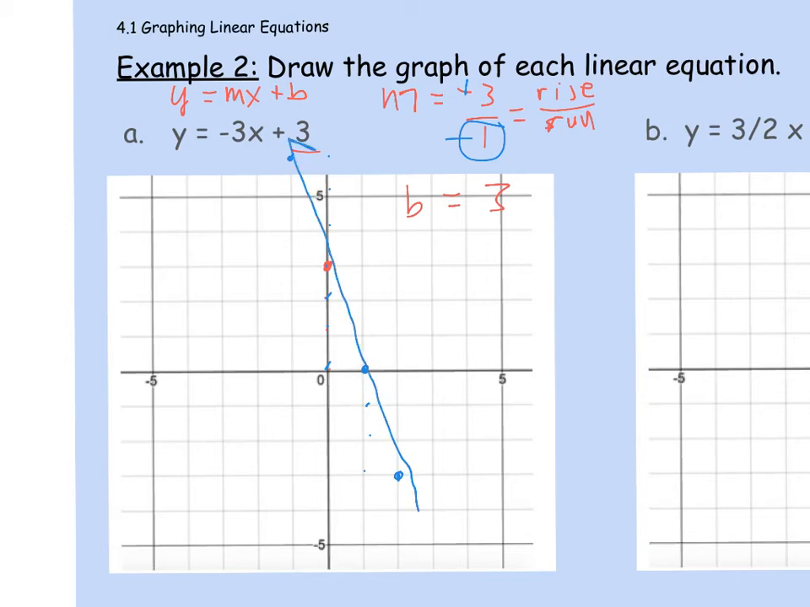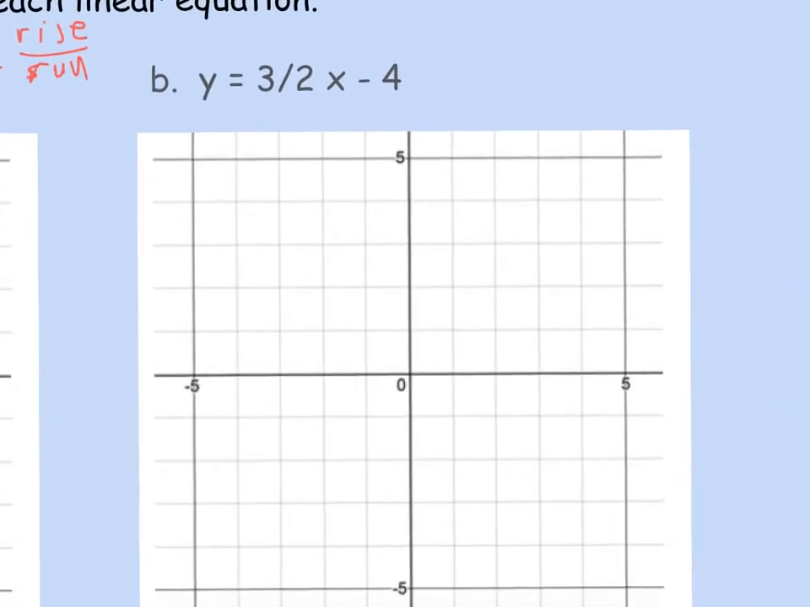I'm making a little shaky line here. Not the best line, sorry. And it's going down. If you look as it goes to the right, it's going down, and it should because our slope was negative. And that's how you graph these bad boys. Okay, let's do this next one.